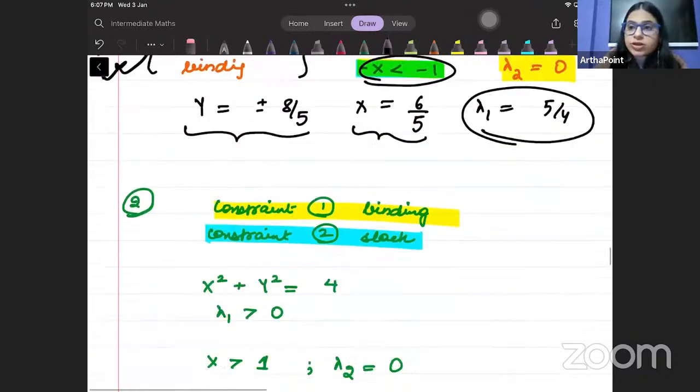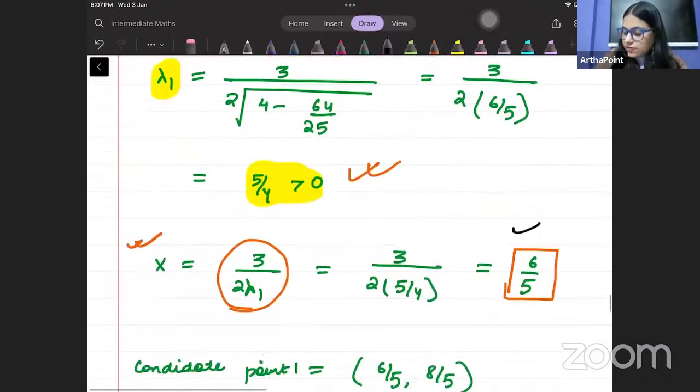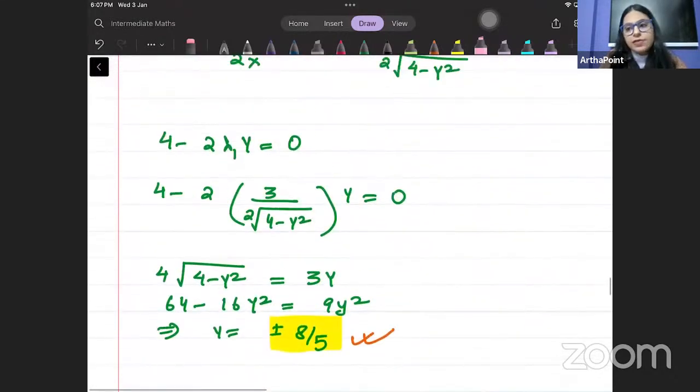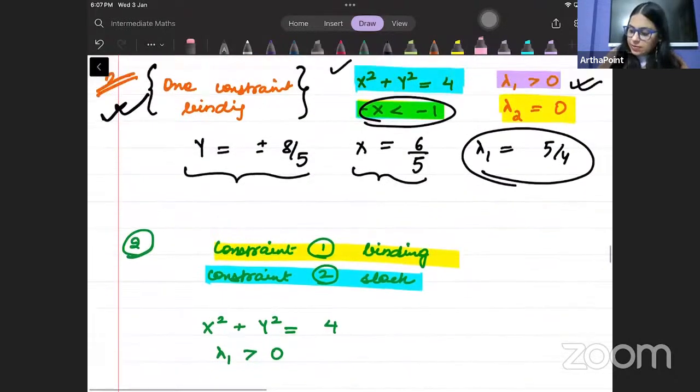So I have got 2 candidate points for myself. The first candidate point is when x is 6/5 and y is 8/5. And the second candidate point is when x is 6/5 and y is -8/5. Clear हुआ है? ठीक है बेटा.